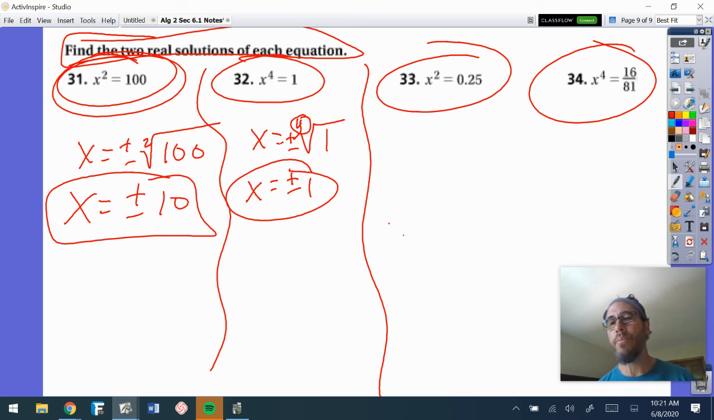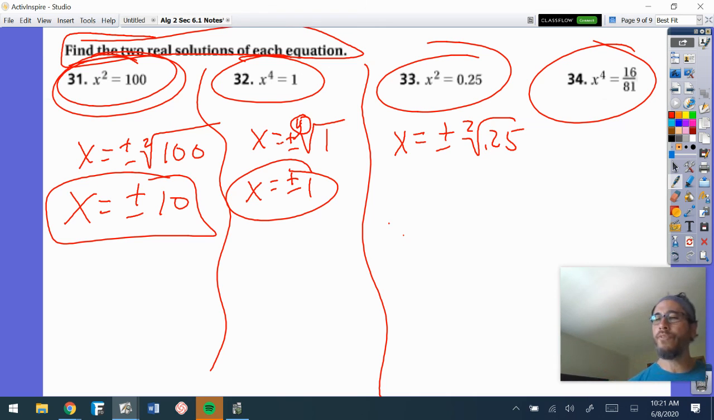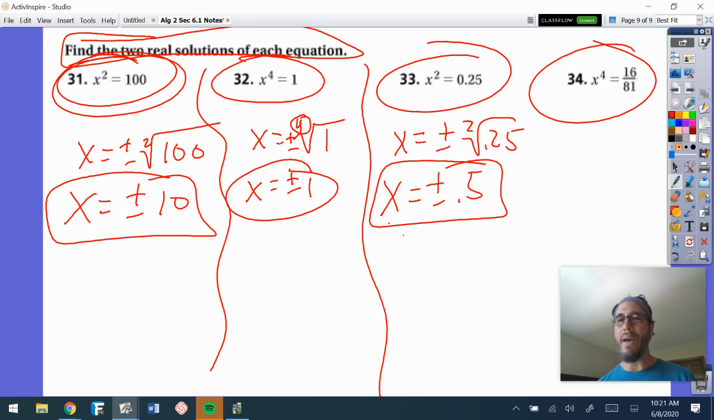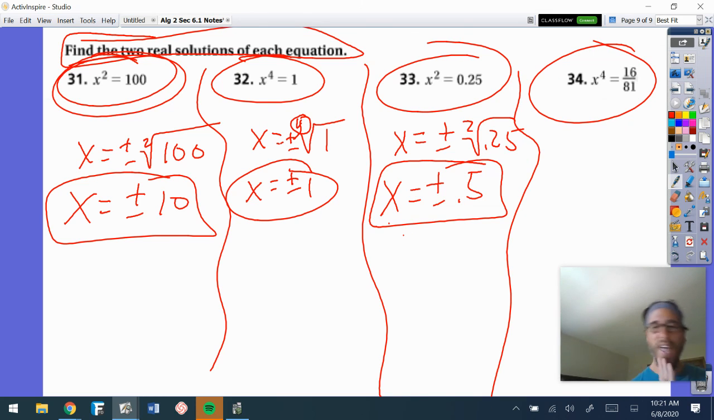All right, now this one's a little bit different, right? Because it's got the decimal, but still it's an even root. So we're going to go x equals plus or minus the square root of 0.25. If you're not sure, you can put some of these into your calculator, but hopefully you get more and more familiar with it. If that was a 25, the answer would be 5. Since it's a 0.25, guess what the answer is? It is 0.5. Okay? Going back to your 8th grade days when we would move that decimal.